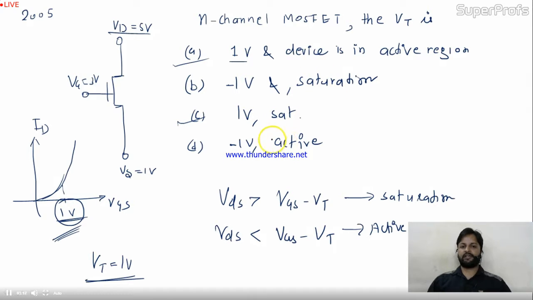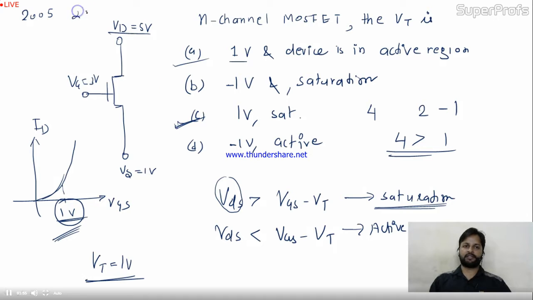But what about this? Is it working in saturation or active region? So let's check it. VDS you need. Between D and S, you have 4 volt. And what about VGS? VGS is 2 volt, 3 minus 1. That is VGS minus VT, so this is 1. And definitely 4 is greater than 1. So the device is working in saturation region and threshold voltage is 1 volt. So the correct option is C.